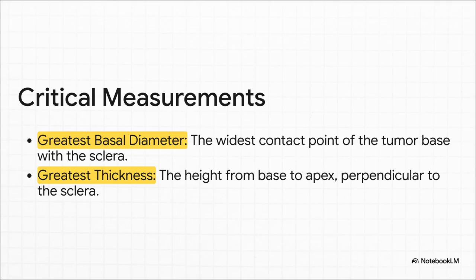First, the greatest basal diameter, or GBD. That's how wide the tumor is where it meets the back of the eye. You can think of it like the tumor's footprint. Then, there's the greatest thickness. That's its height, measured straight up from the base to its peak. You'll measure these on the gross specimen, and then you'll confirm them under the scope.